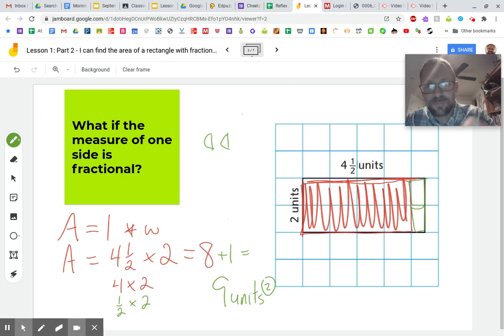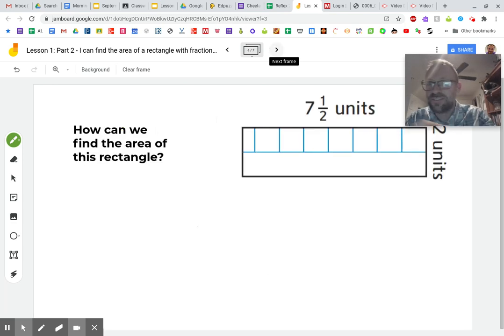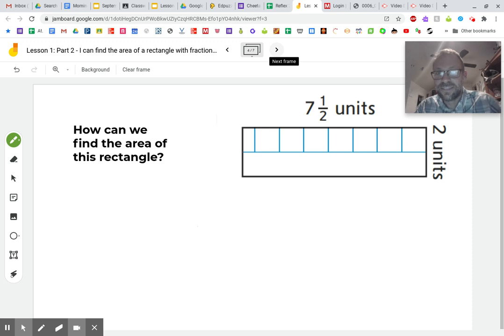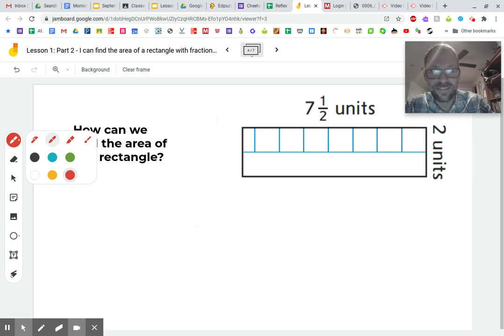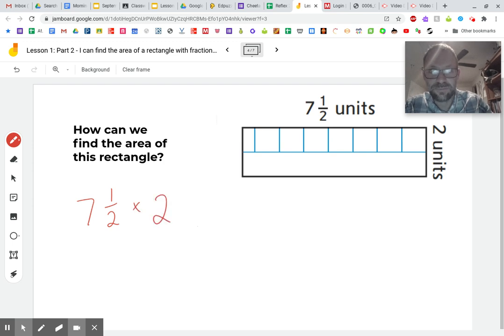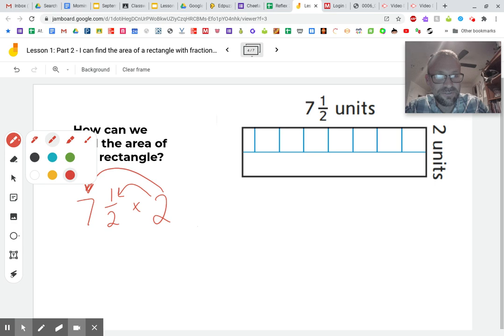So let's try one more. Here we are with the same problem, the second problem, again, in this part of the last lesson. It's getting late. Words aren't coming so easy to me right now. Okay, so we have a rectangle that is 7 1/2 by 2. So let's take the 2 and we'll multiply it by the 7, and we'll multiply it by the 1/2. Okay, so let's do 2 times 7 first.